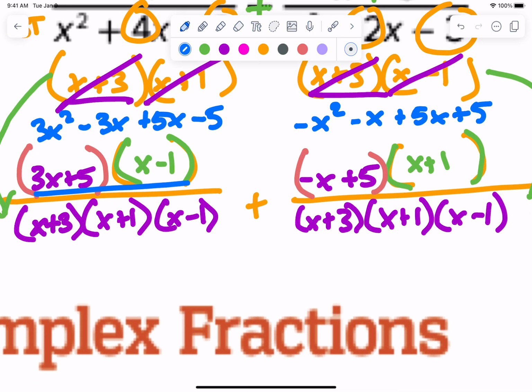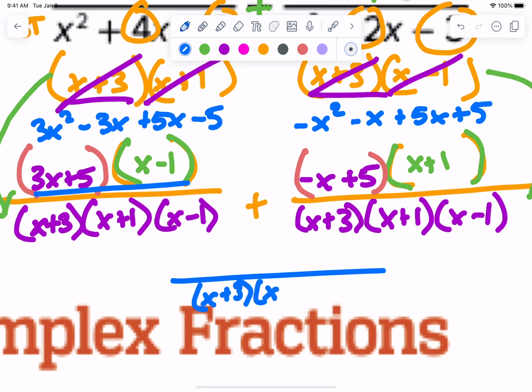Sure. Okay, down here on the bottom, I know my denominator is x plus 3, x plus 1, x minus 1. That's what my denominator is. And now I'm going to lump all of it together. I've got a mess.